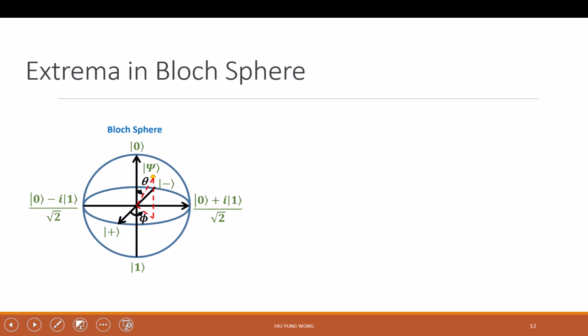What if it is theta equal to pi divided by 2, phi equal to 0? Based on this, what is this? Theta equal to pi divided by 2 means that it is on the equator, right? Pi over 2, 90 degrees. And then phi equal to 0 means you measure from this point, it is 0. Then it means you are at the plus state. Okay? So let's see if this is correct.